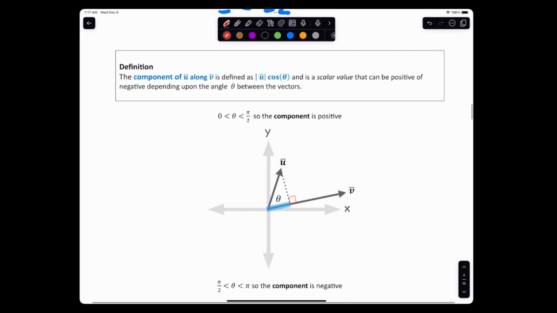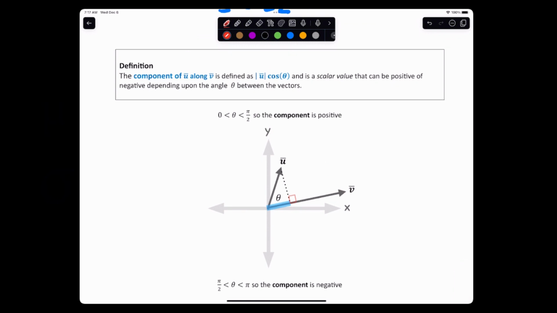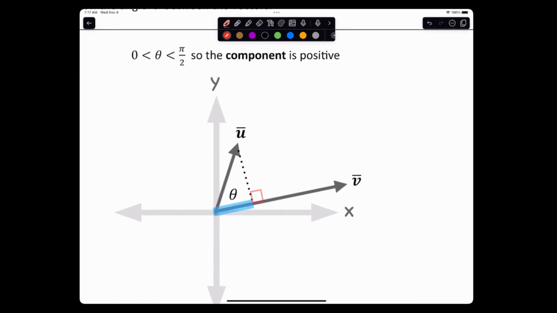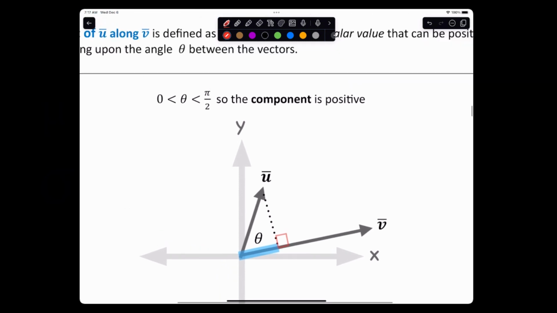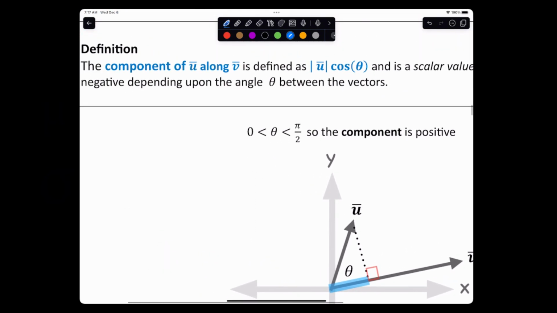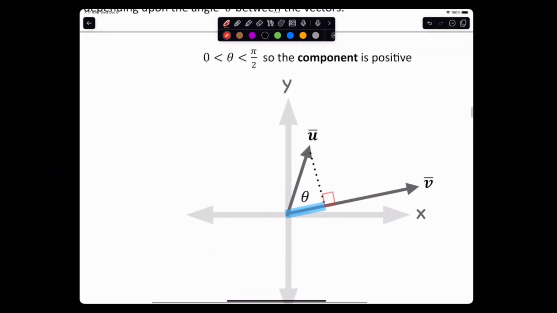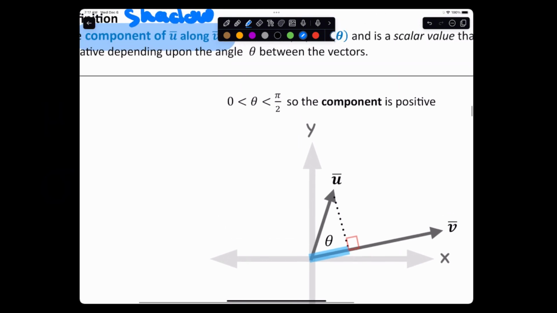All right, now let me just leave you guys with this last definition here today. Definition of what we call the component of U along V. Now, here's two vectors, U and V, graphically speaking. If I said to you, the component of U along V, think of this as a shadow. First of all, it's a scalar value. There's your shadow. It's a scalar. So you think of it as a shadow.